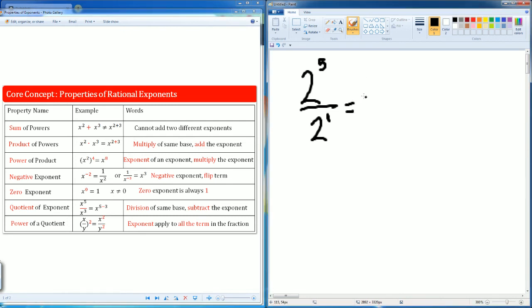The base is the same, which is 2. You're going to have 5, and now you're going to subtract the exponent. So it's 5 minus 1. And your final answer is going to be 2 to the 4th power.